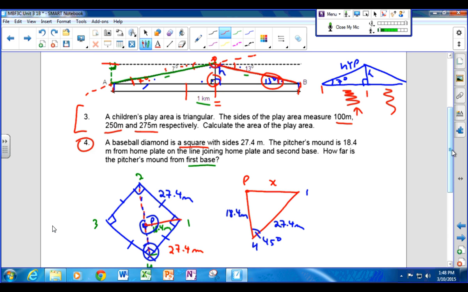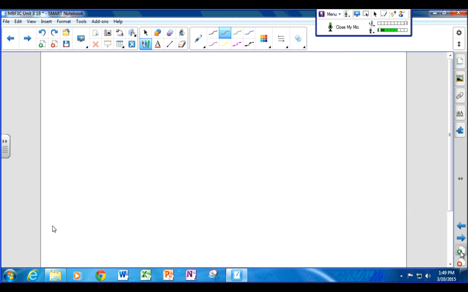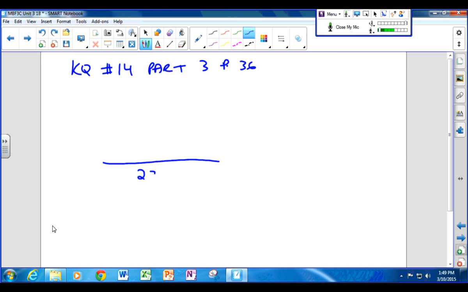We'll start a new page here, and this is how you kind of have to do something like this. There's no real getting around it. So I'm just going to draw the triangle. By the way, this is key question number 14, part 3, and that's on page 36. Now I've done a few of these, so I'm going to put the longest side on the bottom, 275 meters. Then it's going to be 100 meters, 250 meters.